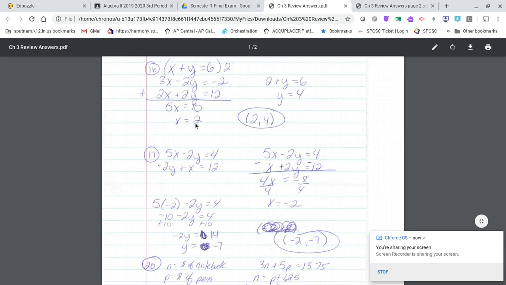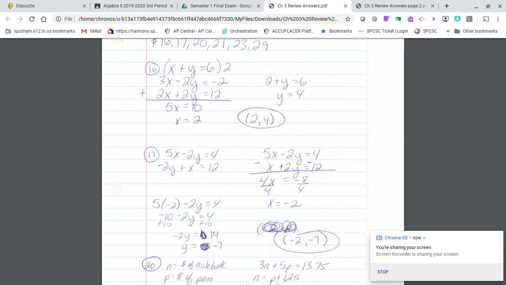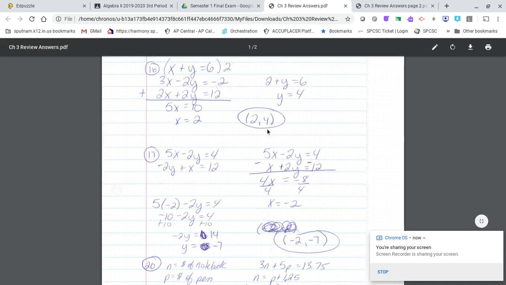But remember, the point of solving a system is to find the point where they intersect. So I had to take that and plug 2 back in to find out what y was. You can plug it in wherever you want. I plugged it in right here in the top equation, and I got that x equals 2 and y equals 4. If it's correct, it should work in both equations, okay?